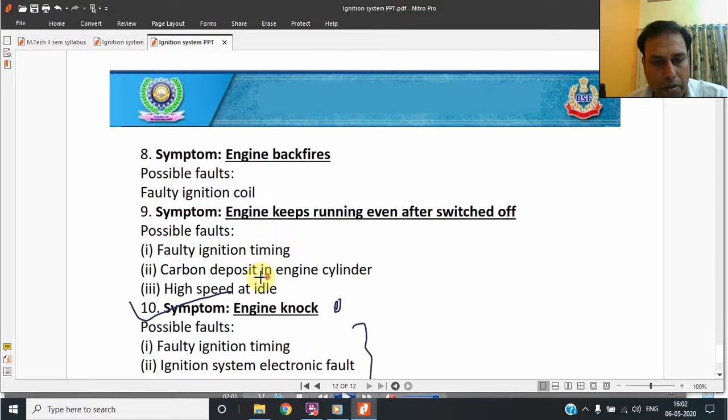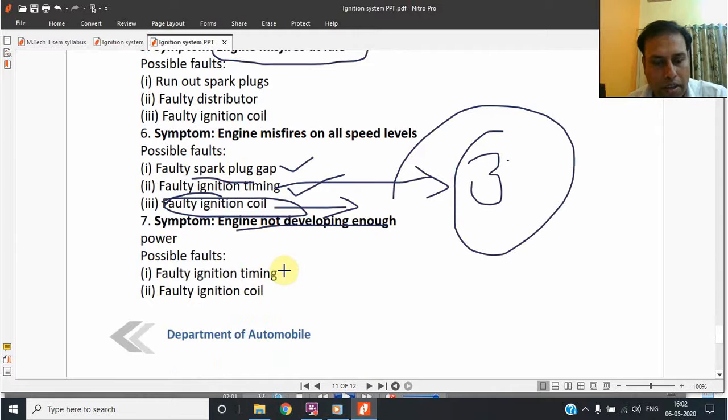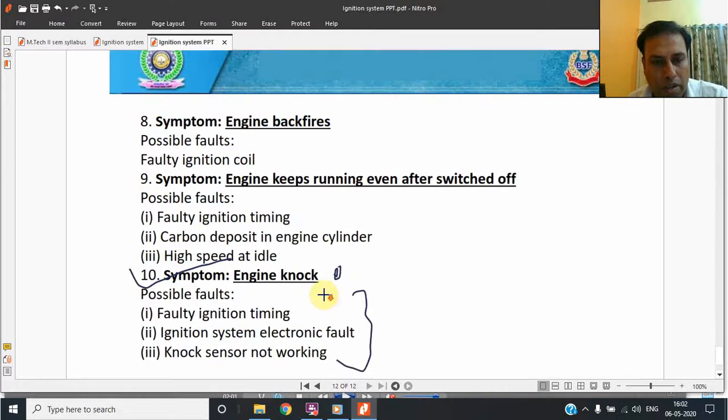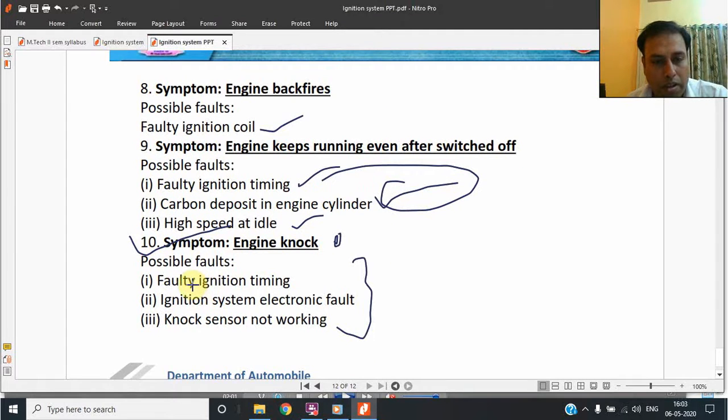Engine not developing enough power has several reasons, but if we go for the ignition system itself, it is ignition timing and faulty ignition coil. For engine backfire, the faulty ignition coil is the main reason. Engine keeps running even after being switched off means faulty ignition timing, carbon deposits, heated zones in the engine, and high speed at idle. Engine knock means faulty ignition timing, ignition system electronic fault, or knock sensor not working.